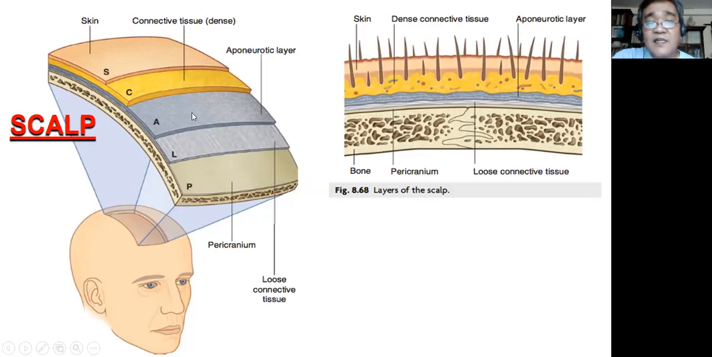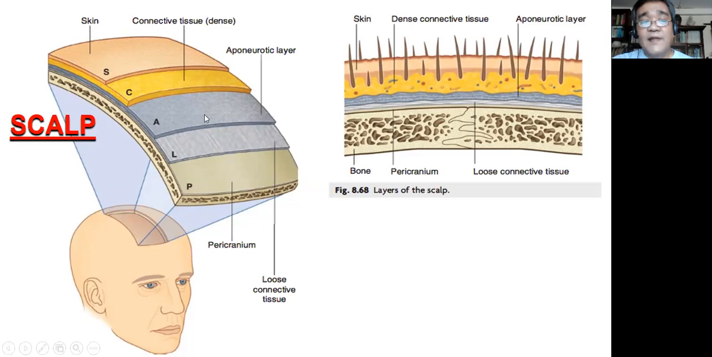The next layer is your aponeurotic layer or the epicranial aponeurosis. In other textbooks, they call it galea aponeurotica. And this is an aponeurotic sheet which expands over the dome of the calvaria and serves as attachment for the frontalis muscle as well as the occipitalis muscle.